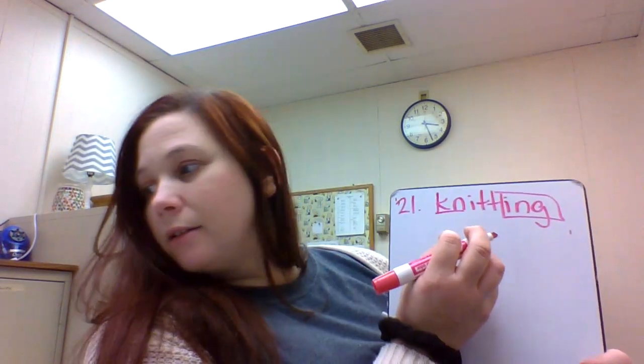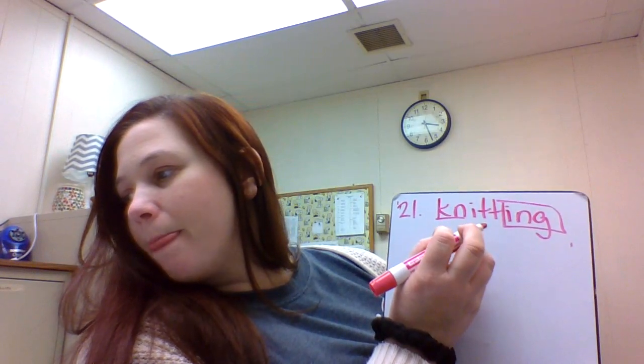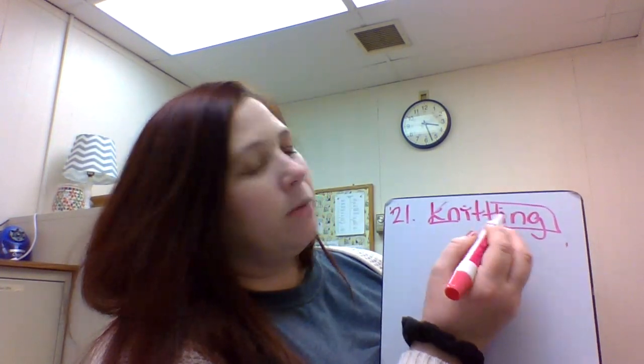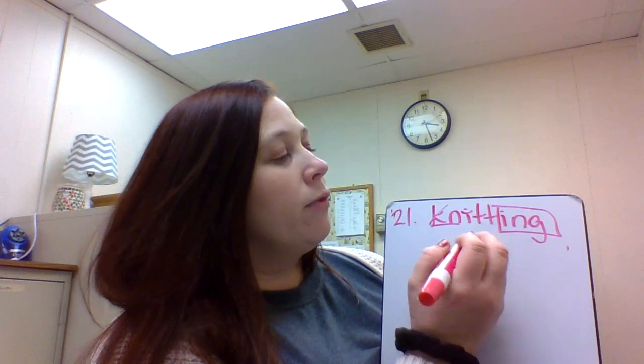All right, number 21. We have knitting. We're going to box off our ing suffix. Our KN, we have our ghost digraph. We're going to mark off the K. And then here we just have vowel consonant gets a brev. And this is where we were learning the doubling rule. We doubled that T.